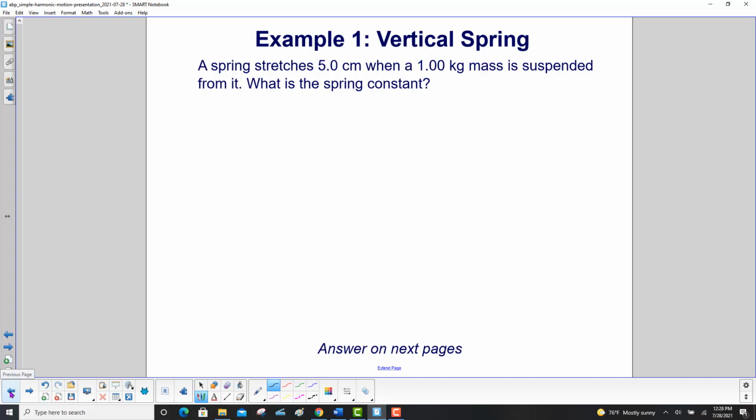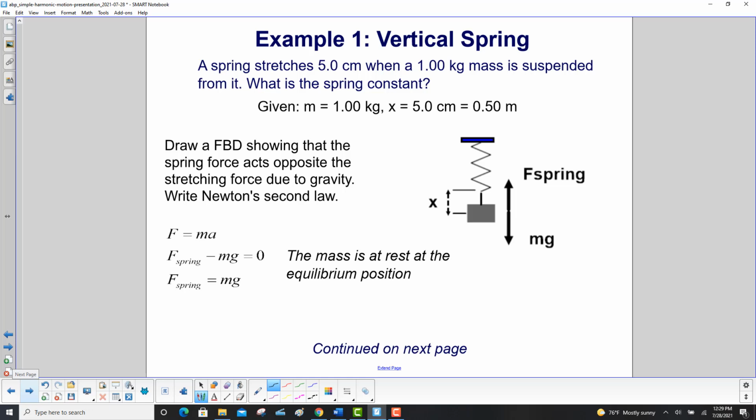A spring stretches 5 centimeters when a 1 kilogram mass is suspended from it. What is the spring constant? Okay, as always, we start with our givens. Here's the mass. Convert centimeters to meters. First, draw a free body diagram showing that the spring force acts opposite the stretching force due to gravity.